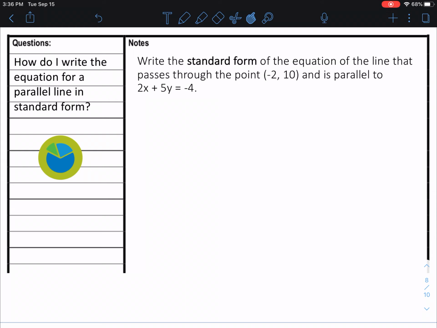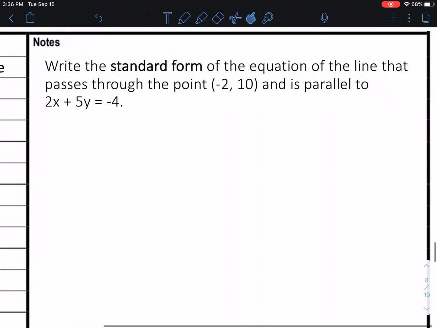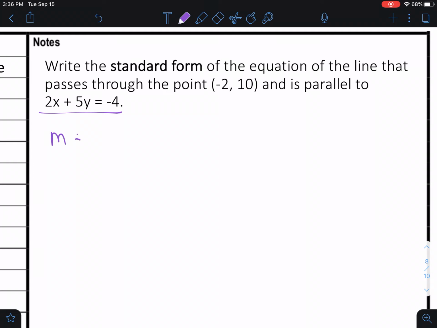Okay, so first I want it to be parallel. So I need to find the slope of this line first. So I'm just going to use that shortcut that I just talked about. But again, if you just want to convert it, that's fine too. But this is just a little faster, so I'm going to use that. So I would have negative 2 over 5. So the slope of this line is negative 2/5.